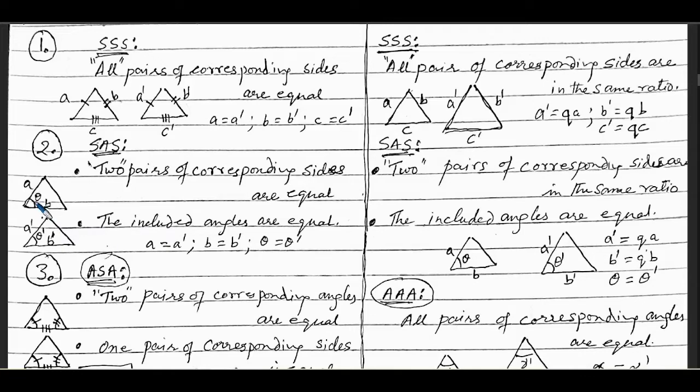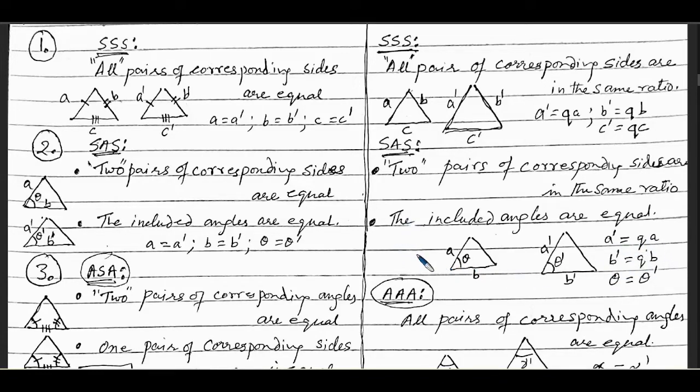A is a side, theta is an angle, B is a side. So that's why side, angle, side. But if the corresponding pair of sides are in some ratio, that is, I have drawn here one small triangle, one big triangle. Angles are same. This angle theta is equal to theta prime. But these are in same ratio. That is, A prime is equal to some constant times A and B prime is some constant times B, and theta is equal to theta prime. The included angle has to be equal, but the sides can be of a different ratio.